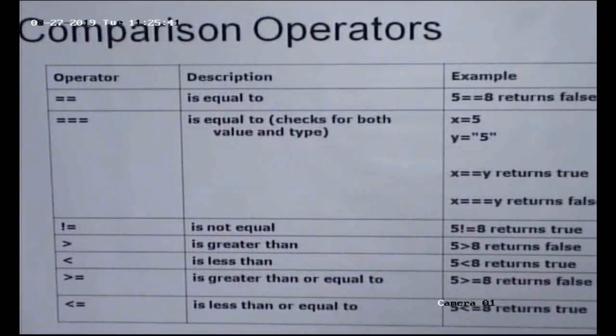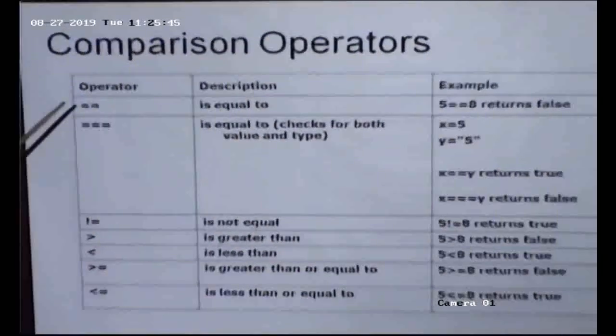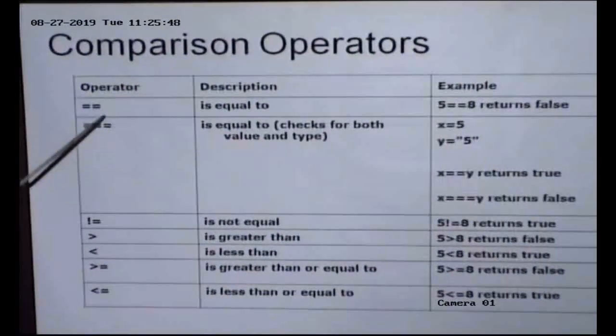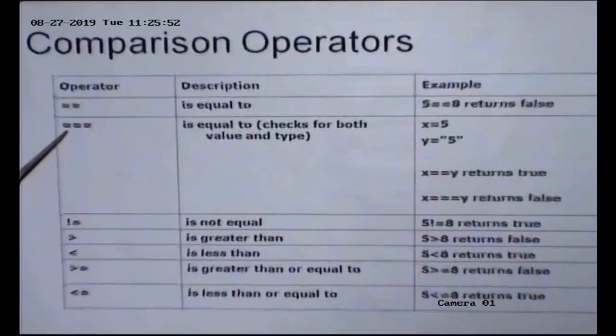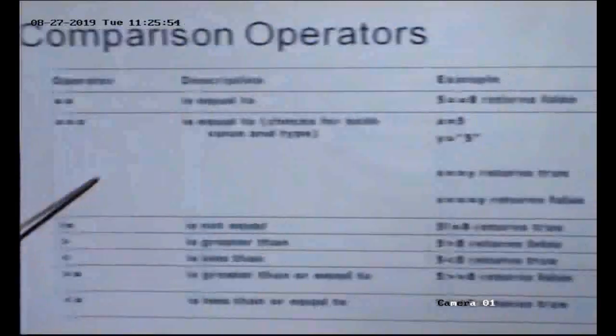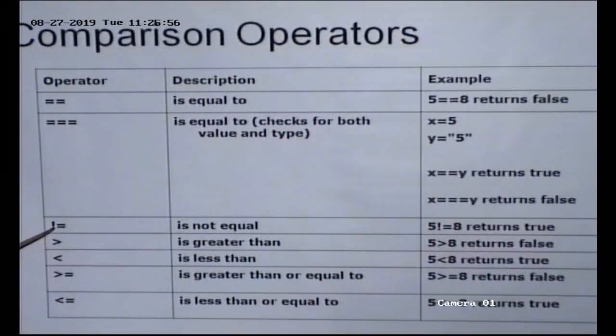Next thing is comparison operator. To compare any two values, we are using the comparison operator, that is equal to, and triple equal to, which checks for both value as well as type. Next thing is not equal to, okay. The next ones are greater than, less than, greater than or equal to, less than or equal to. So if you want to compare any two variable values, these kinds of operators are used.